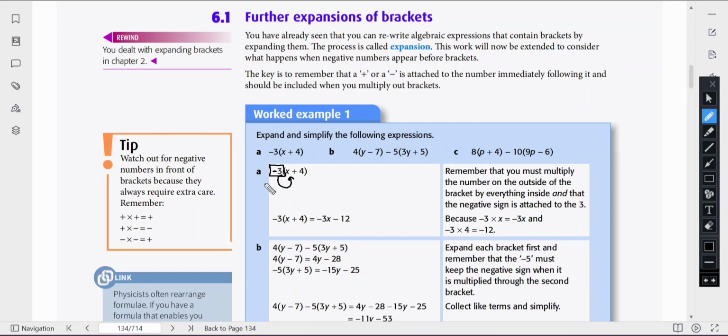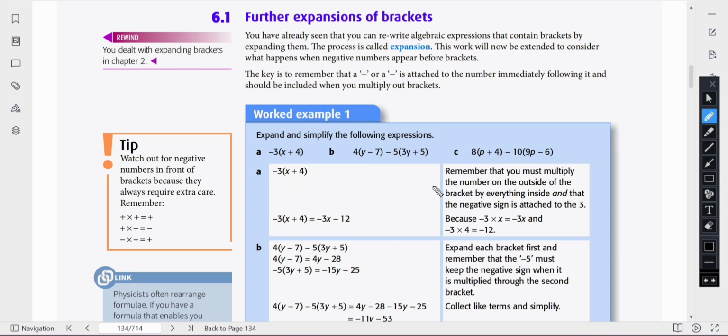So you have to take care of the sign as well. So it's going to be minus 3x, and this minus 3 will also be multiplied with plus 4, so it will become minus 3 multiplied by plus 4, and it will give you the result as minus 12. Don't forget this negative sign, and do not answer it like some people tend to answer, minus 3x plus 12. They forget that they have to multiply the signs as well. So plus multiplied by minus will be minus, right? That's how it works.